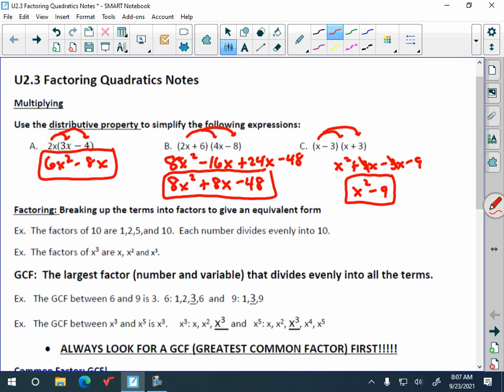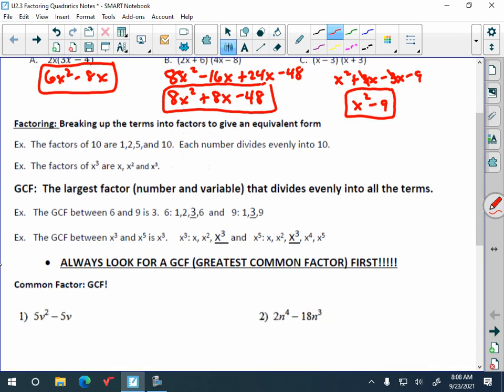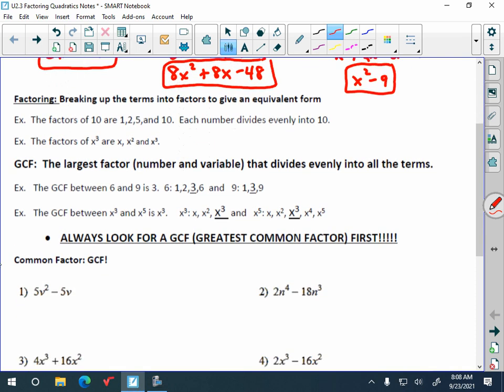All right, so when we factor, all it is is finding numbers that divide evenly into a certain number. So you can see the factors of 10, for example, are 1, 2, 5, and 10. Each of those numbers divide evenly into 10. And those are the only numbers that divide, other than their negatives. The factors of a variable cubed are x to the first, x to the second, and x to the third. You can see what factors are for numbers and factors for variables raised to exponents.